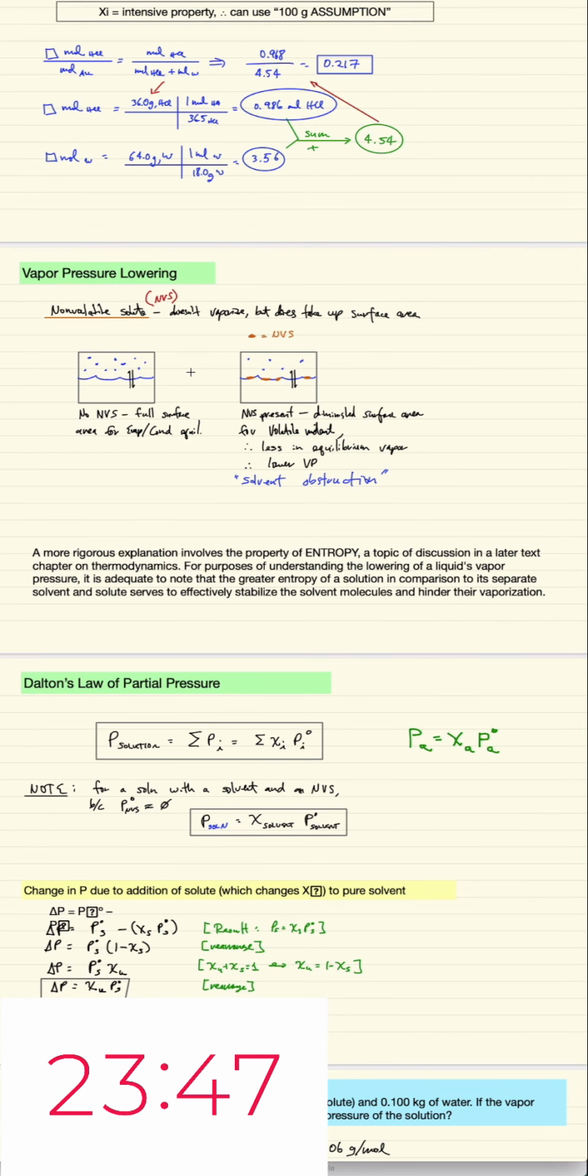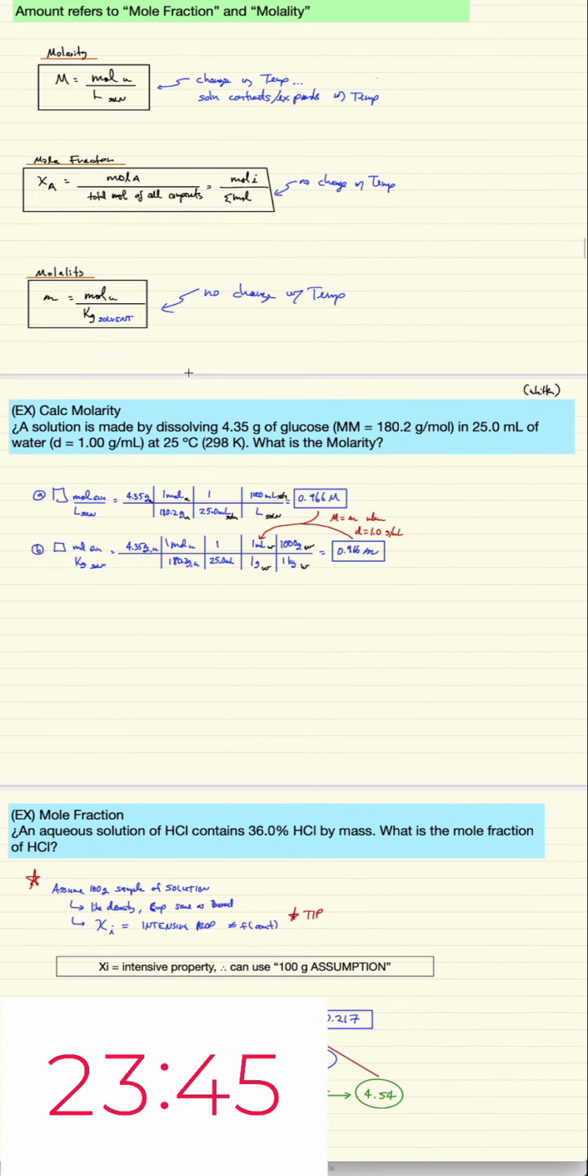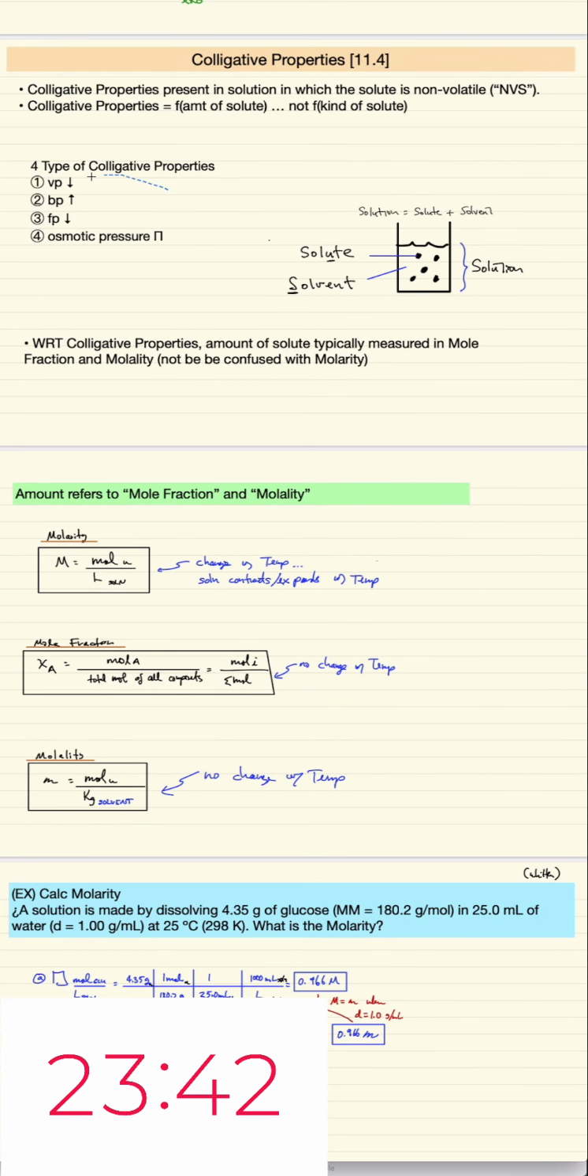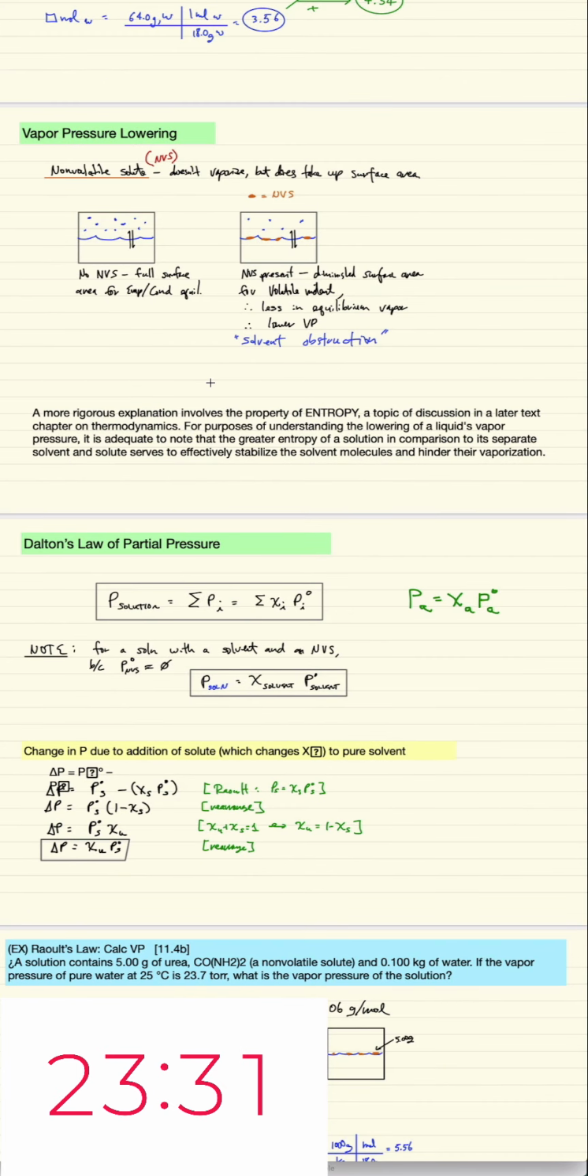Basically, why these work is it lowers the vapor pressure, and once the vapor pressure is lower, that's what really affects these other three. So essentially, we say there's four colligative properties, but these three are essentially caused by this one. Okay, that's the root cause.